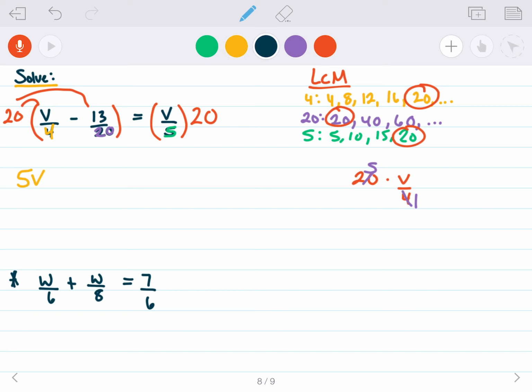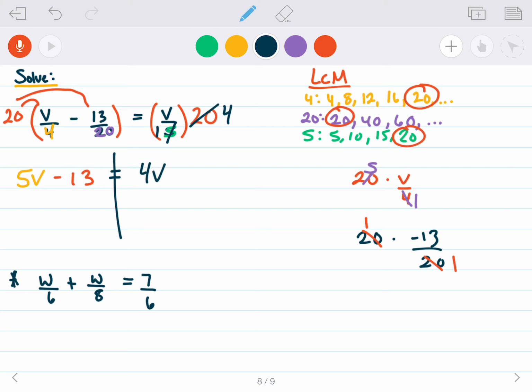And then we have 20 times negative 13 over 20. Now on the diagonals, 20 goes into itself once. Multiply straight across to get negative 13 over 1, or simply negative 13. Goodbye fractions. On the right side of the equal sign, we can cross divide right here. 5 goes into itself once. 5 goes into 20 4 times. 4 times v over 1 is 4v.